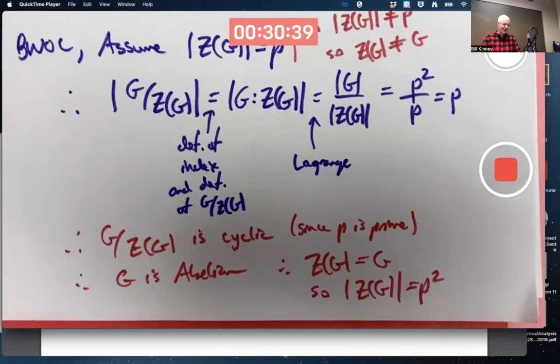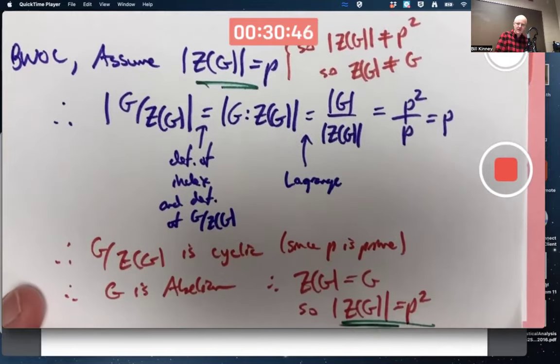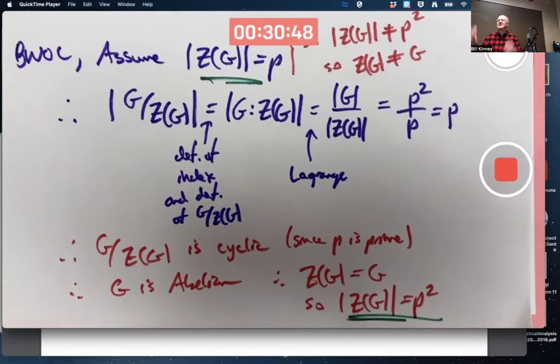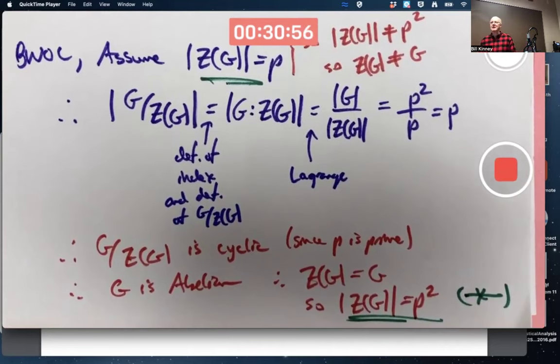That's a contradiction. We assumed the order of Z(G) is P, but now we conclude that the order of Z(G) is P squared. That can't happen at the same time. Contradiction. Therefore, the order of Z(G) must be not equal to P. The other two options are the order of Z(G) is 1 or the order of Z(G) is P squared. Do we know what the true order is? Is it 1 or is it P squared? I actually do not know what the true order is.